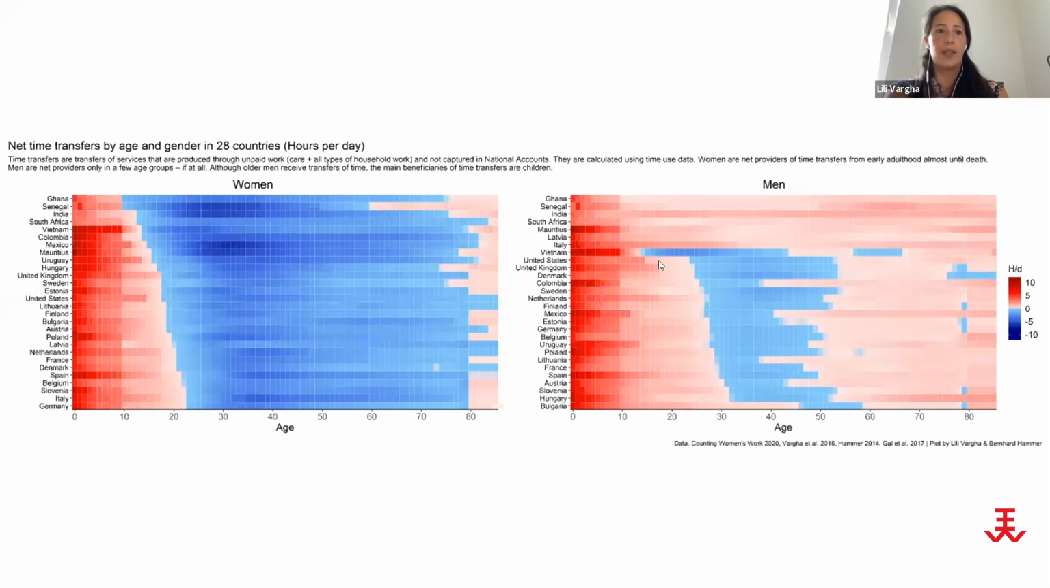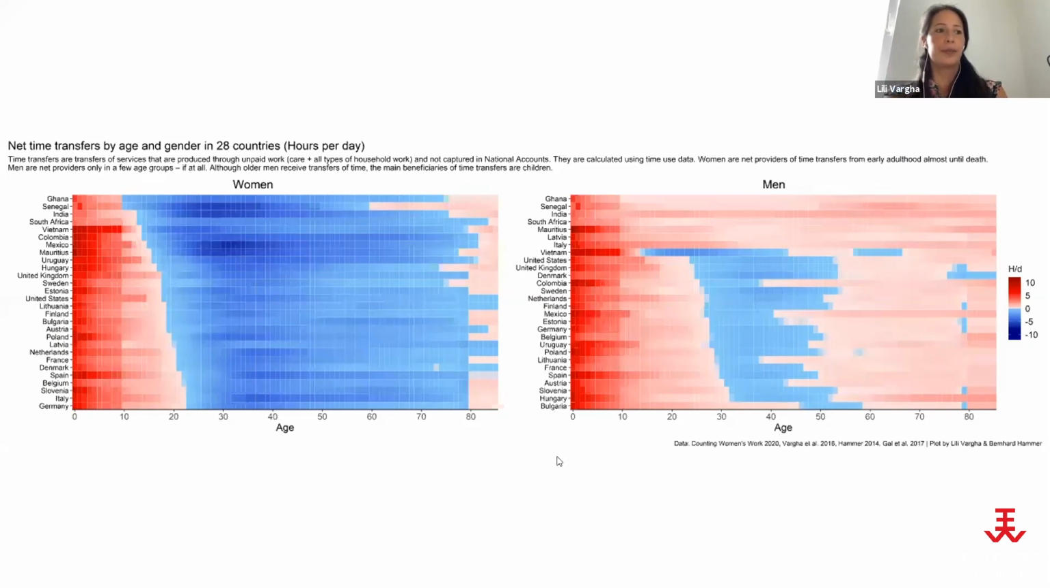We can again see the different age spans. So in Vietnam, men are net givers of time at early ages. In Bulgaria, this is much later, probably because they work a lot in their gardens, I think, and that's why they get to be net givers at these ages.